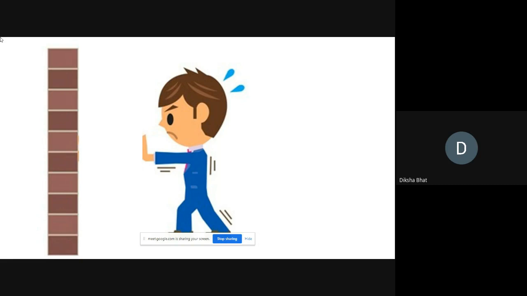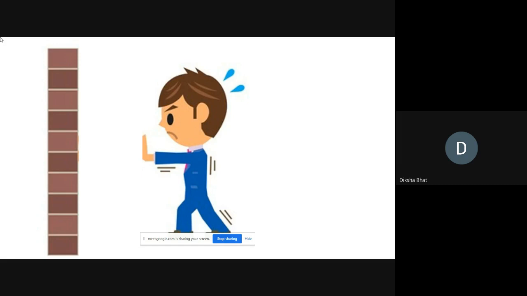Yes, very good. Now tell me, among book, trolley and wall, which one has highest mass? Wall. Yes, wall has highest mass. The mass of a book and trolley is less, hence less force is required to move them. Whereas mass of a wall is large, hence large force is required to push a wall.